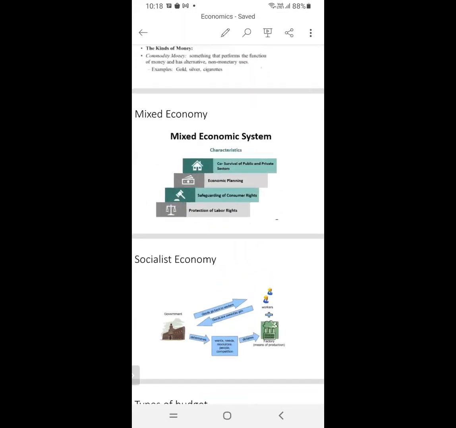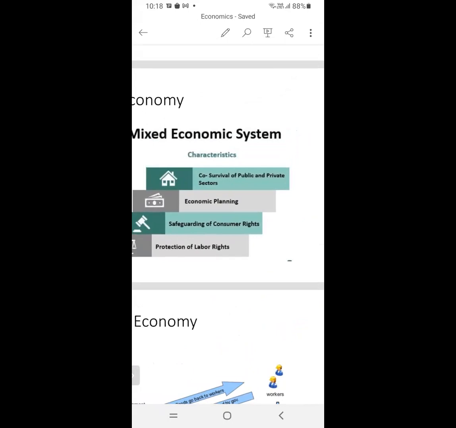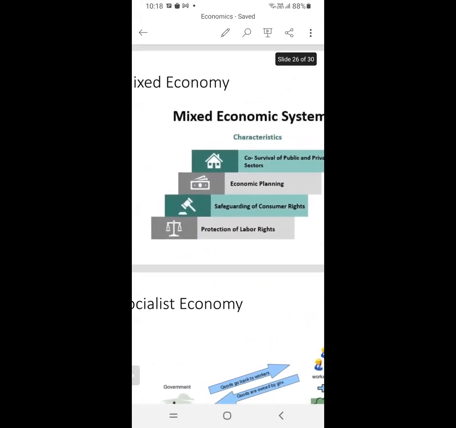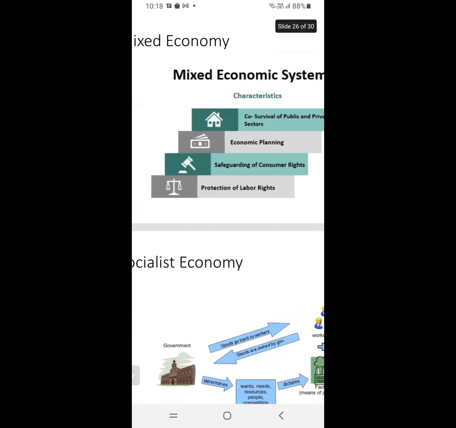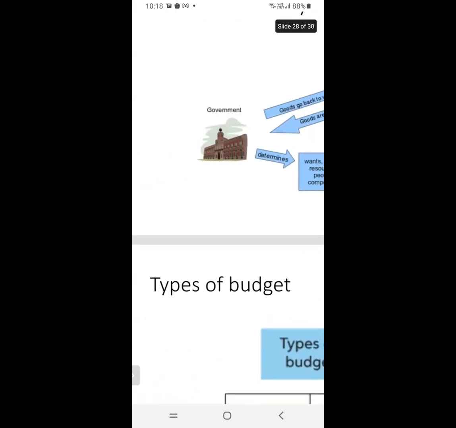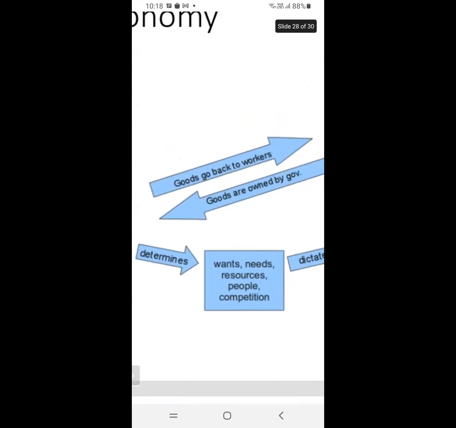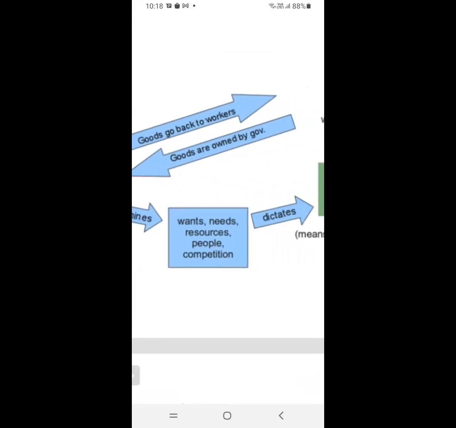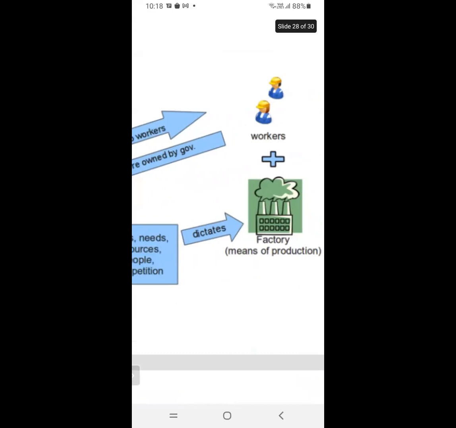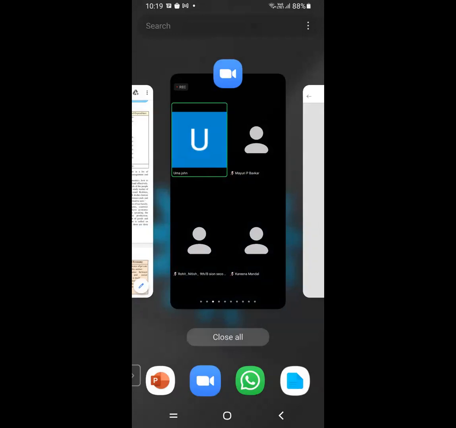Here are some more pictures for mixed economy. See, the co-survival of public and private sectors, economic planning, safeguarding of consumer rights and protection of labor rights. Even in a socialistic economy, goods are owned by the government, which determines wants, needs, resources, people, and competition. This is for the socialistic economy system. Types of budget, already.